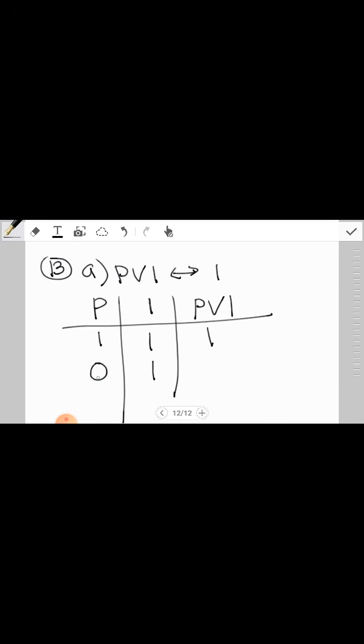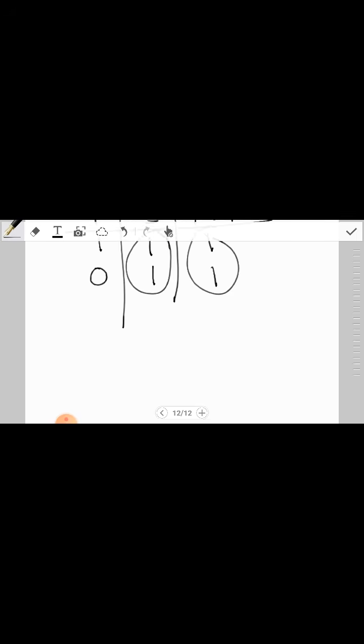1 or 1 is 1, and 0 or 1 is 1. So you will find here that the entries for P or 1 are equivalent to the entries for our 1. So that's for letter A.